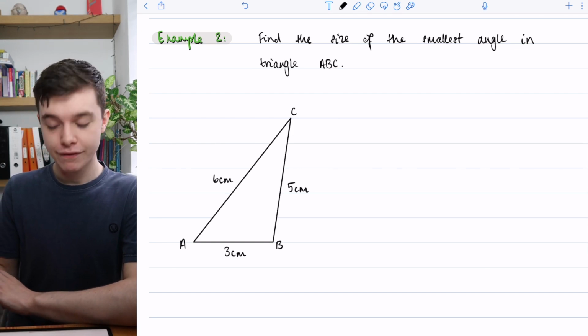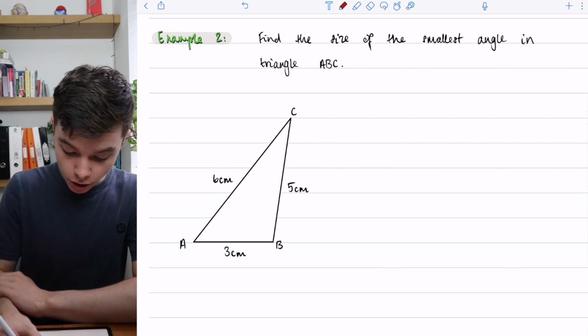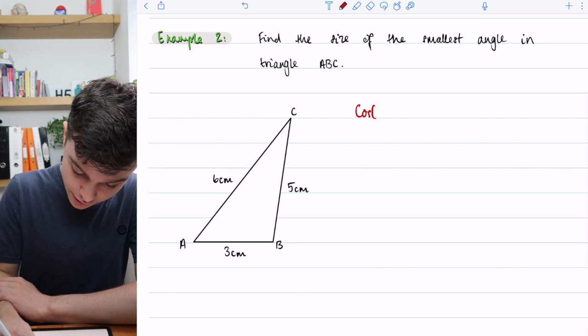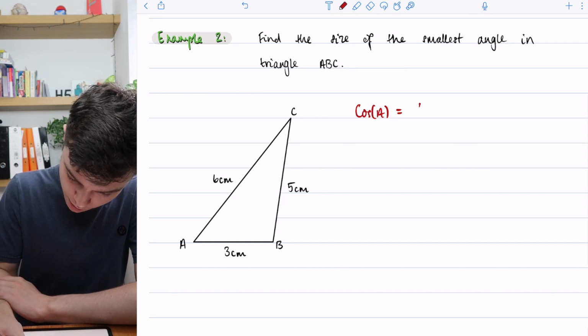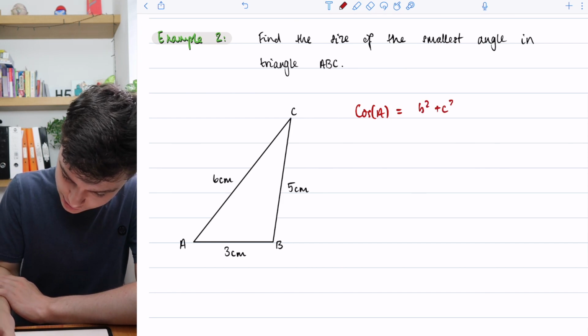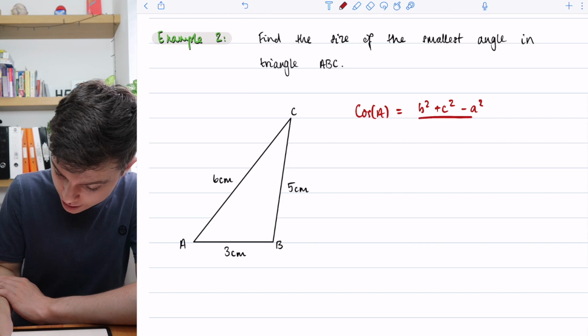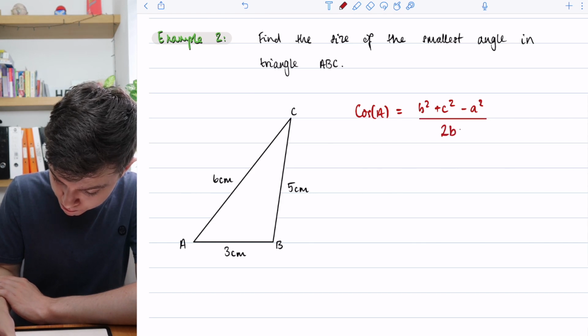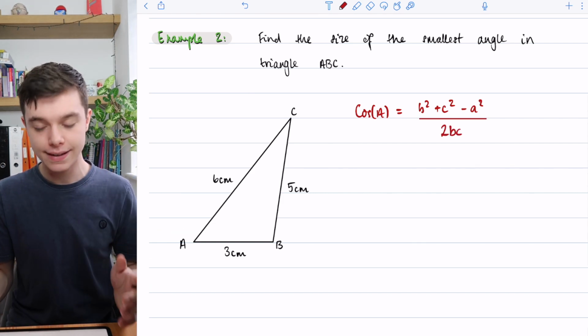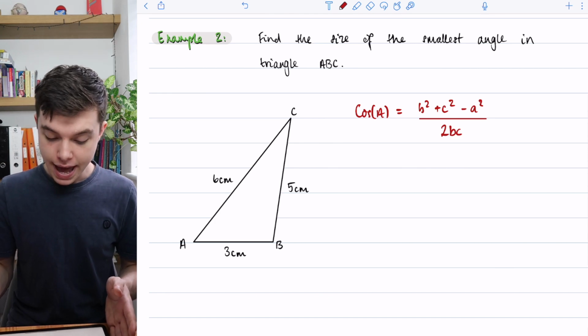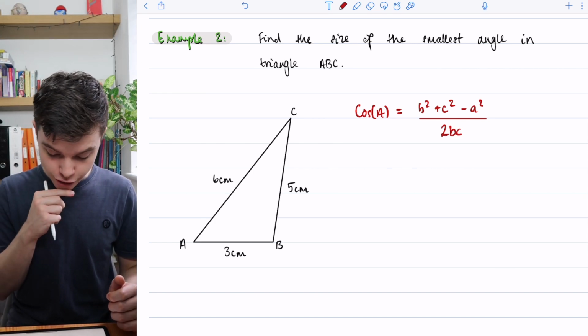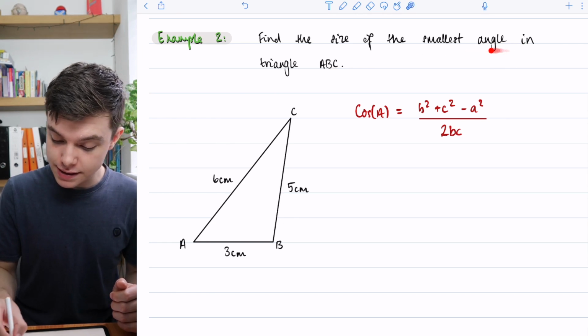Just like we started that first example, I'm going to write down the formula, and it's this. Cos of A is equal to B squared plus C squared minus A squared divided by 2BC. And the more you do, the easier that will become to practice. Even though the letters may not add up, which they don't, we're trying to find the smallest angle.